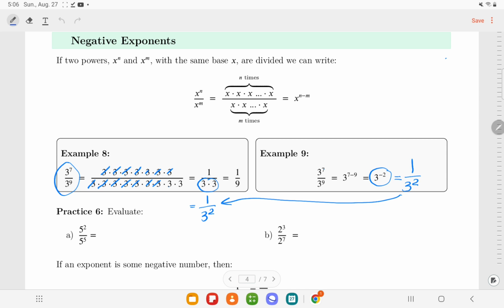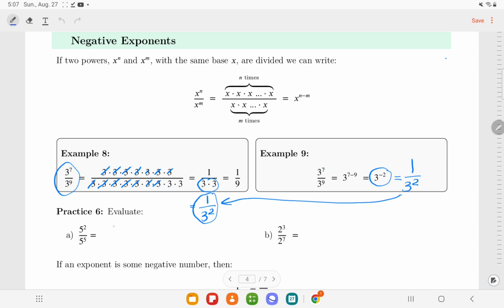And you will usually be asked to rewrite the final answer as a positive exponent. So you know that this is 3 to negative 2. However, you should write it as 1 over 3 squared or 1 over 9.